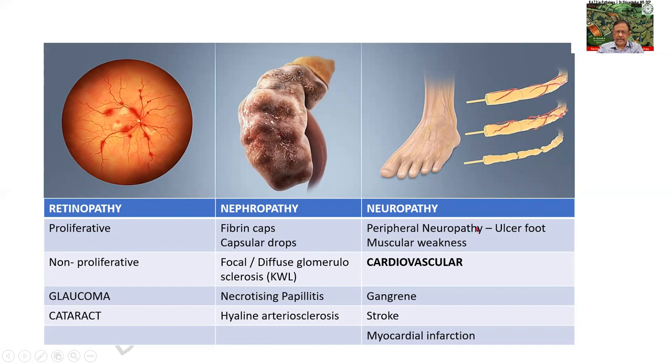Apart from these three, cardiovascular complication is also very, very important, which can result in gangrene of the extremities, particularly the foot. Stroke. Patient can go in for ischemic attack. And the third one can be myocardial infarction. These are important complications. Kindly learn by heart this entire table.